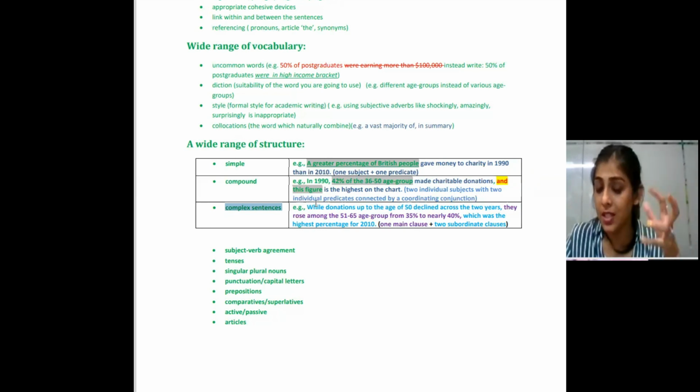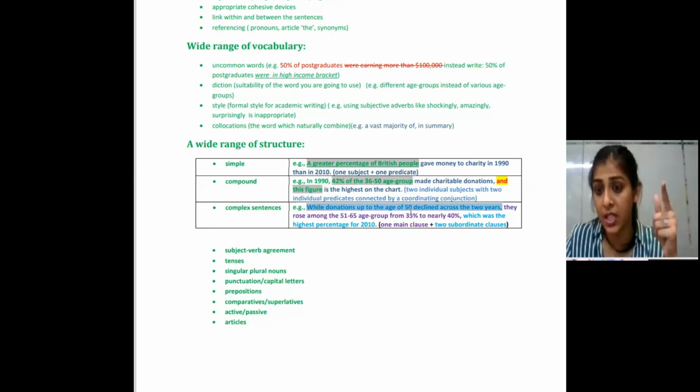While, in this sentence, we have two subordinate clauses. They are in light blue color, and there is one main clause that's shown in purple color. Alright, so here, while donations up to the age of 50 declined across the 2 years. Now, this is a subordinate clause because it cannot stand on its own, if we don't look at the next sentence.